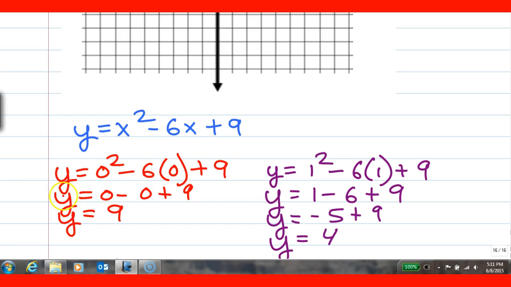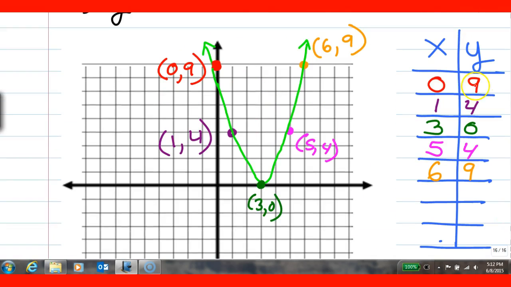So I solve down and I end up with y is equal to 0 minus 0 plus 9, or y is equal to 9. So my y is equal to 9. So I come up here, I put it in my table, I came over here and I graphed it on my graph. So 0, 9, and I put a point. And I labeled it. Don't forget to label your points.